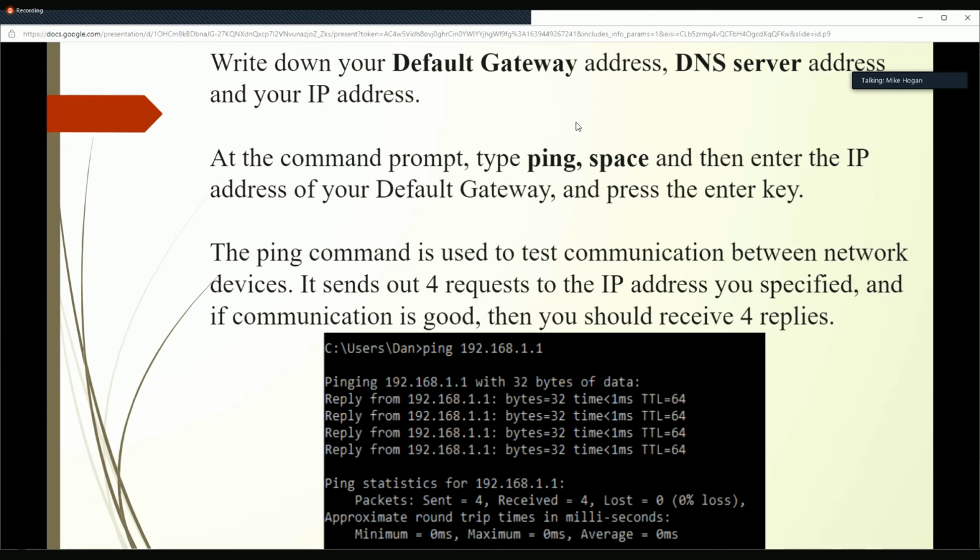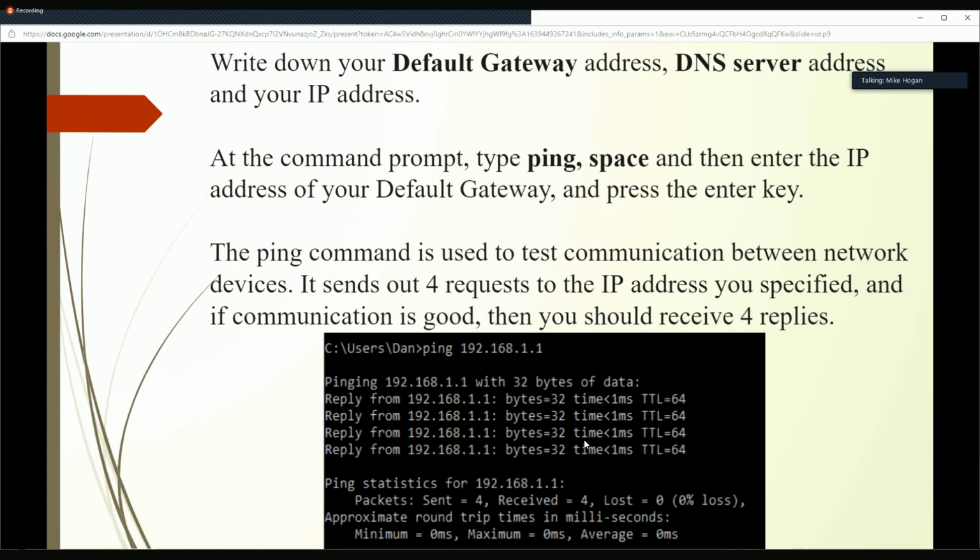One of the things you can do is ping your own default gateway, your DNS server. You go in and just type CMD in the search bar. It's going to pull up your command prompt. Then all you have to do is type ping, whatever address you want to ping, and you're going to see something that looks like this.